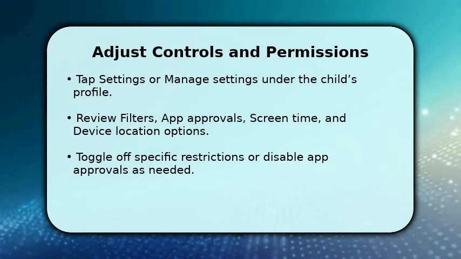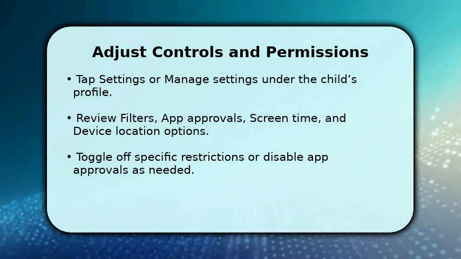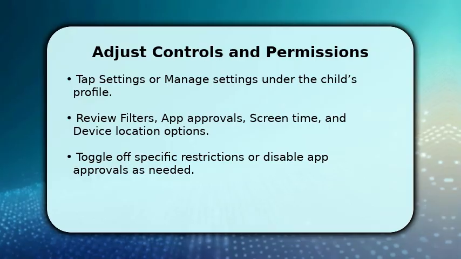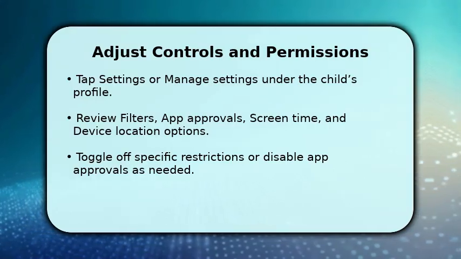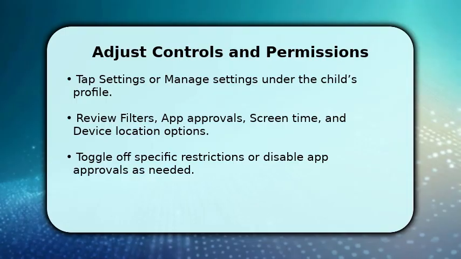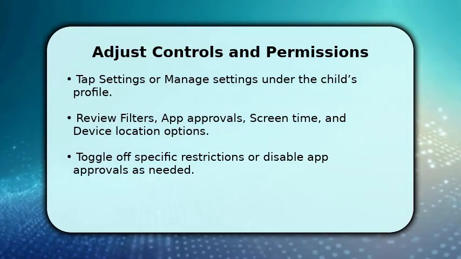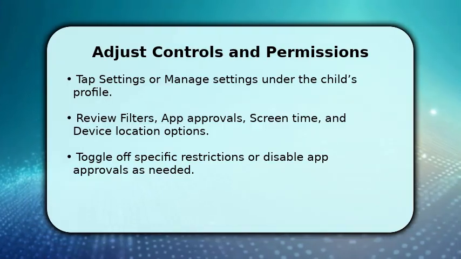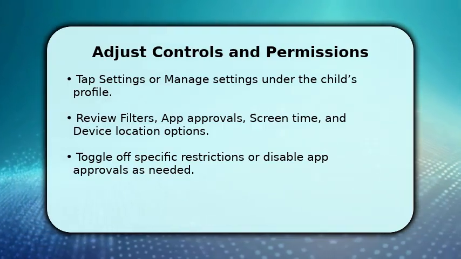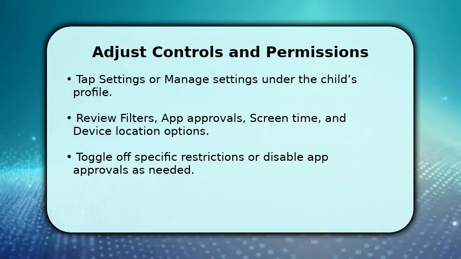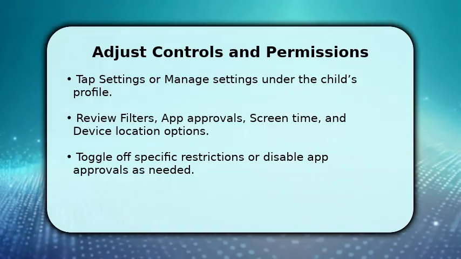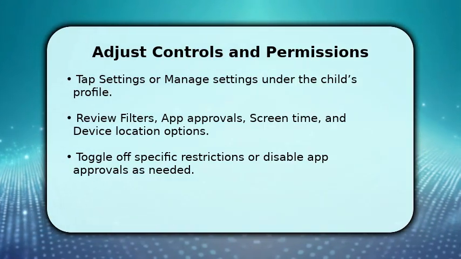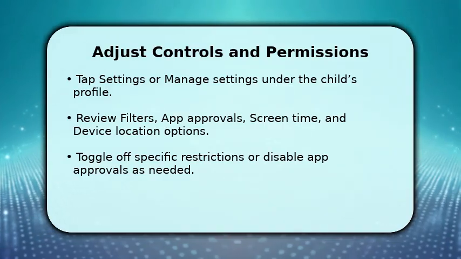Now you'll dig into the middle steps. Tap Manage Settings and choose the category you need: Google Play, Apps, Screen Time, or Location. For app approvals, turn off Require Approval so the child can install without permission. For filters, change Web and Google Play settings to less restrictive modes. If you want to stop screen limits, edit daily limits or bedtime and set them to unlimited. Make changes one section at a time, so you can confirm each setting syncs to the child's device.